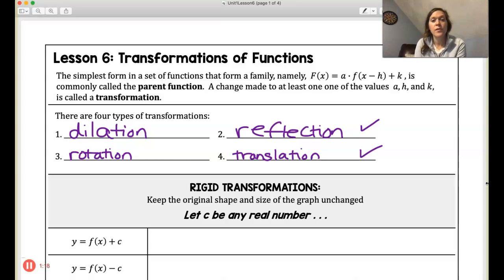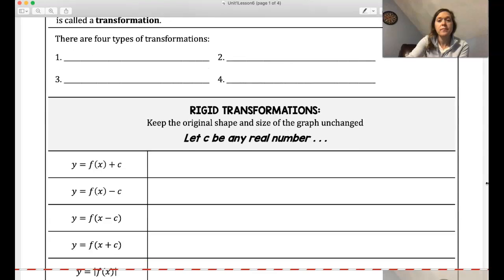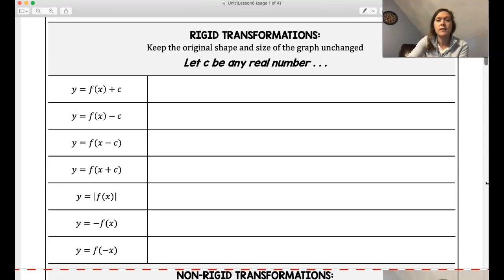Okay, so we have 2 different types of transformations that can happen. We have the rigid transformation and we have non-rigid. So let's go ahead and discuss the rigid transformations first. Rigid transformations are transformations that keep the original shape and size of the graph unchanged.